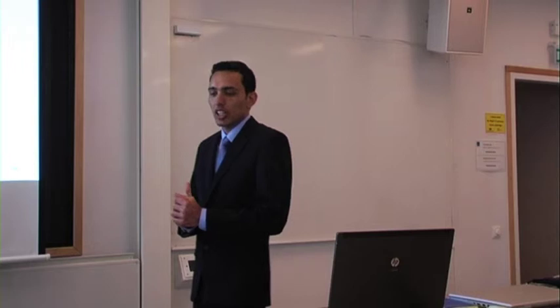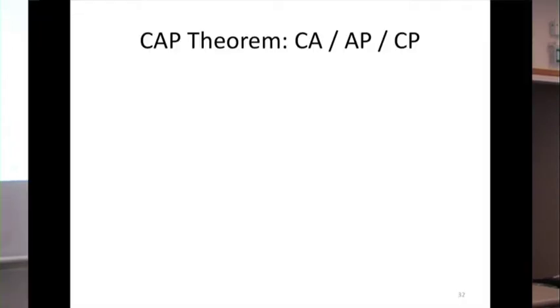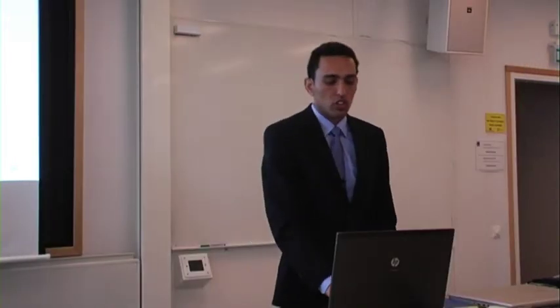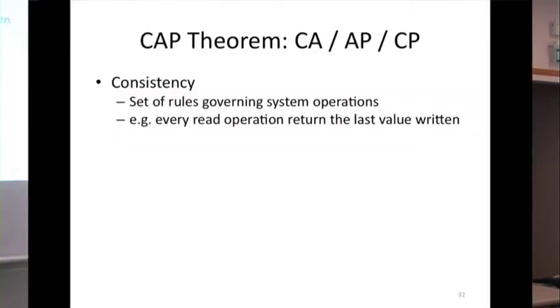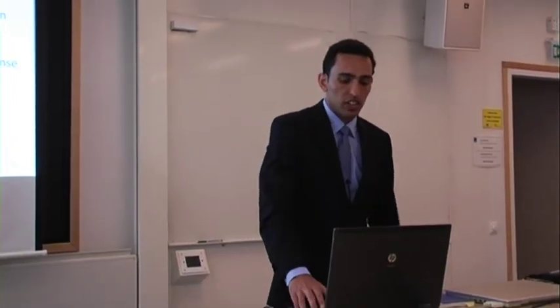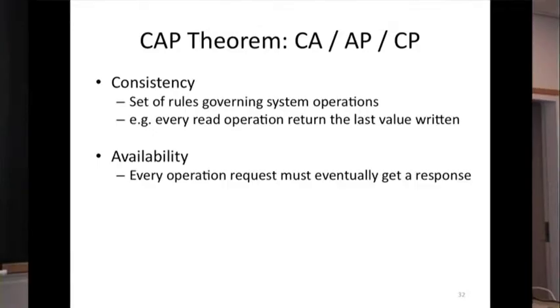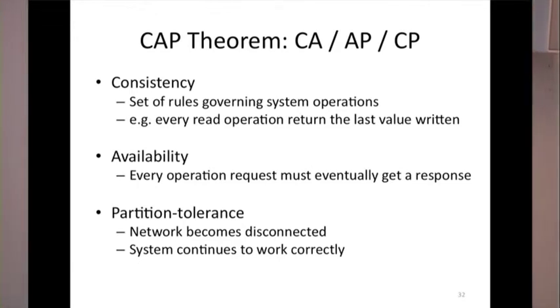Now, the problem is that as soon as you talk about consistency, you run into a theorem called the CAP theorem. In CAP, the C stands for consistency, A for availability, P for partition tolerance. Consistency basically gives you a set of rules that tell you what operations are permitted and what are not. For example, if you do a read operation, you should read the latest value. Availability means that if you make a request, you should eventually get a response. Partition tolerance means that even if the network is partitioned, your system should work correctly.